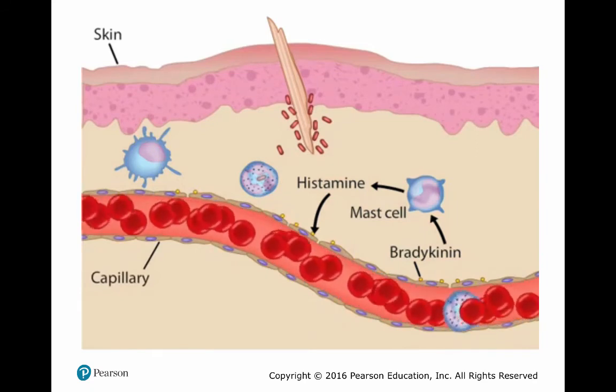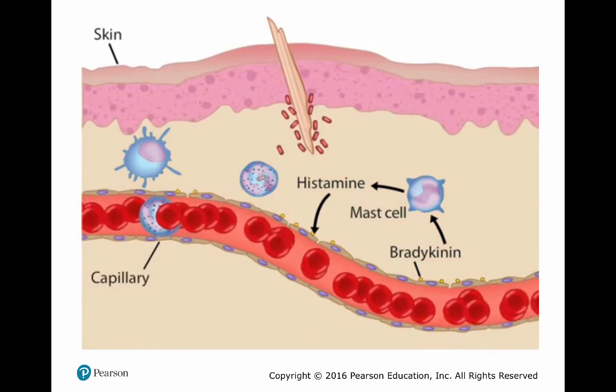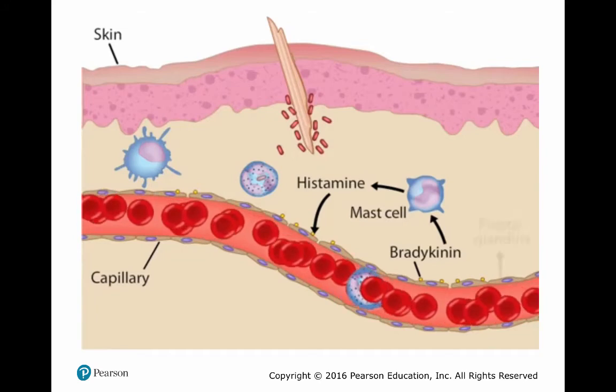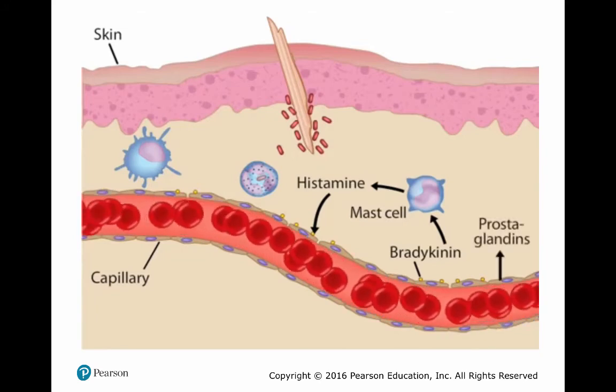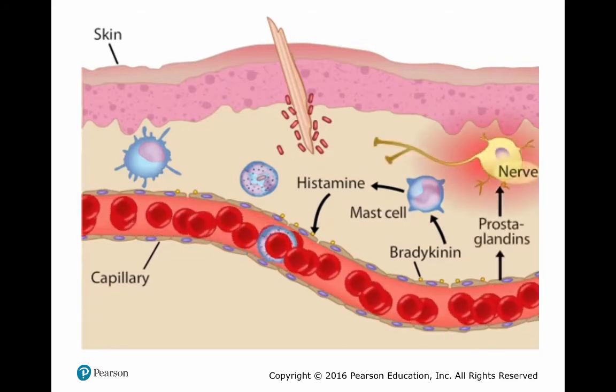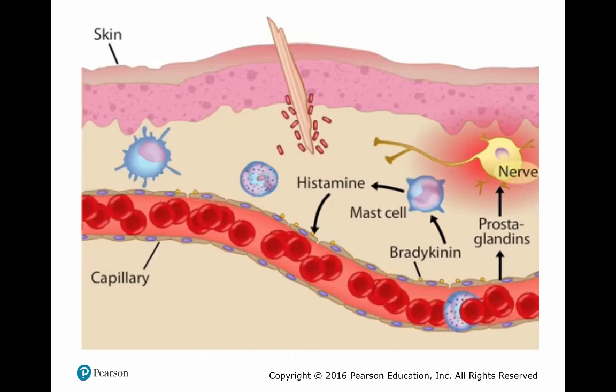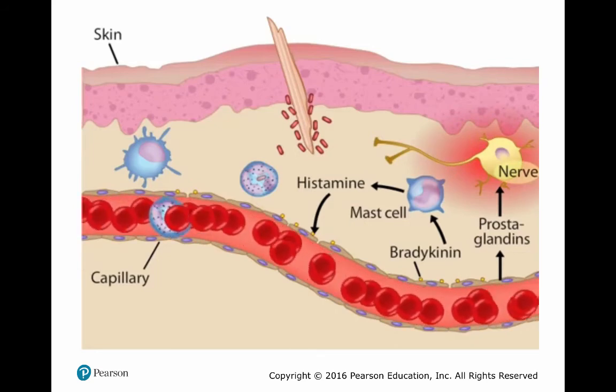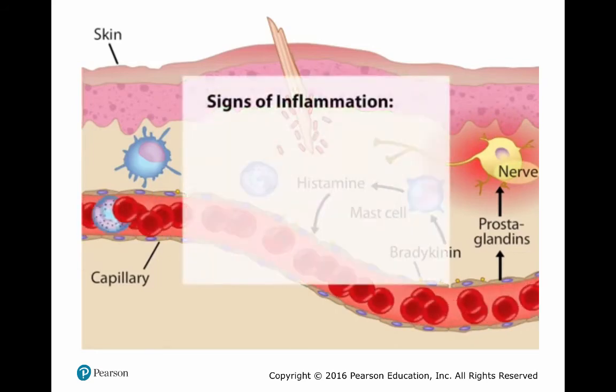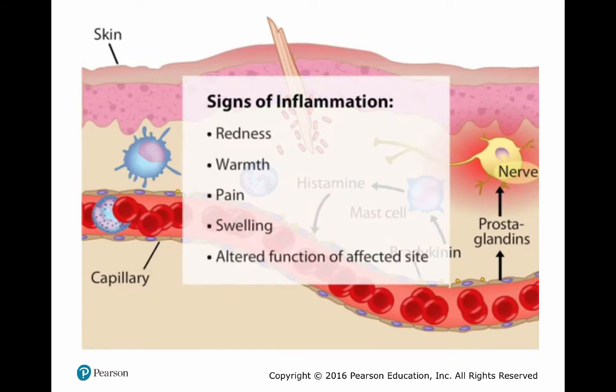Bradykinin, when it attaches to capillary cells, induces the cells to synthesize prostaglandins. Prostaglandins stimulate nerve endings, causing pain, which draws awareness to the infected area. The 5 cardinal signs of inflammation are redness, warmth, pain, swelling, and altered function at the affected site.